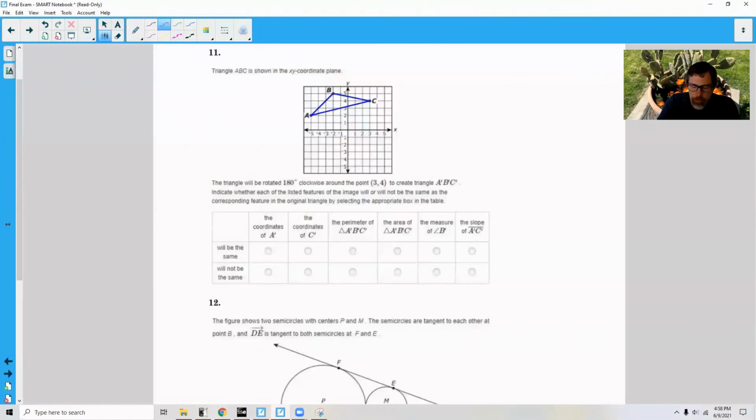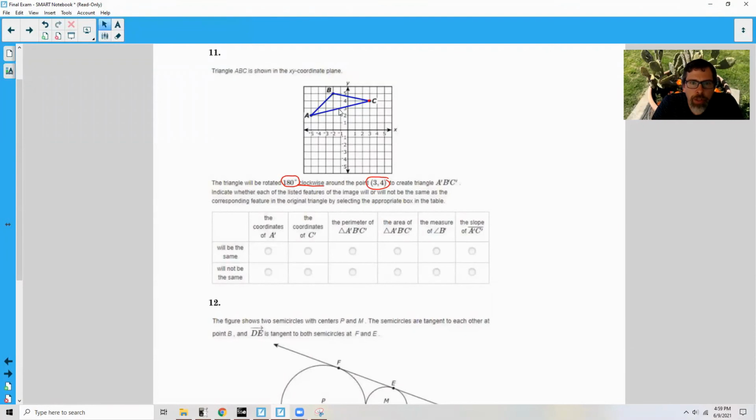Okay, page 7 brings us to problem number 11. It says triangle ABC is shown in the XY coordinate plane. So here I drew it over top. The triangle will be rotated 180 degrees clockwise. This word is not necessary when we're doing this rotation. Counterclockwise, clockwise, does not matter. When you go 180 degrees, you're halfway at the same point. Around the point 3, 4. Well, that 3, 4 is the point C, to create triangle A prime, B prime, C prime.